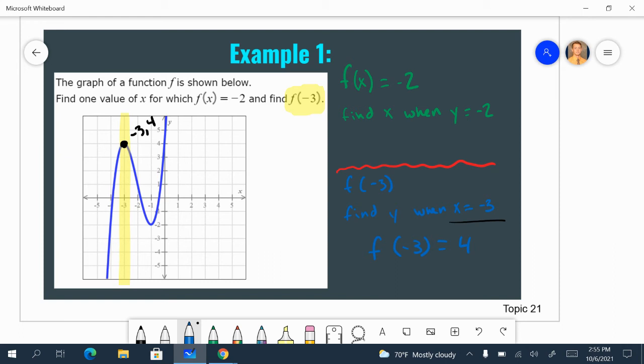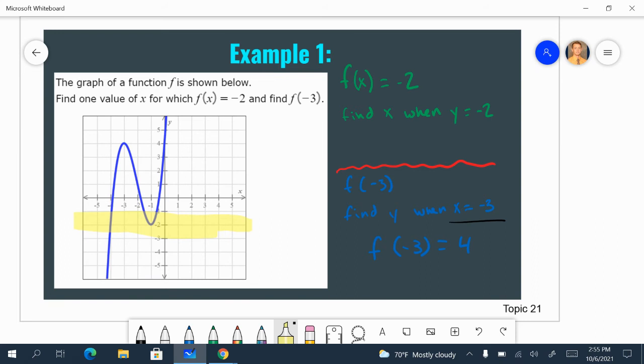For the other one, the function of x equals -2 this time. f of x equals -2. So basically this one is going to be read a little bit differently. This one says find x when y equals -2. So now we're doing the y. We're just switching it up a little bit. If our y equals -2, where would that be located? Our y at -2 would be anywhere along the -2 line.